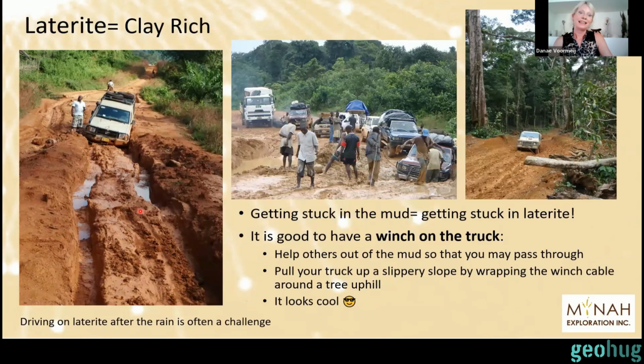Now the laterite's very clay rich. So when you get stuck in the mud in the tropics, you're getting stuck in laterite. Especially after a rainy season or a rainy day, these are very common when you're working in the tropics, that you get stuck. So it's good to have a winch. There's a winch on the front of this vehicle and here as well. And you can see we use the ropes to get ourselves up the hill and through, but also we use the winch. You can see the winch coming through to help other people through so that we may pass. So it's good to have a winch on your truck.